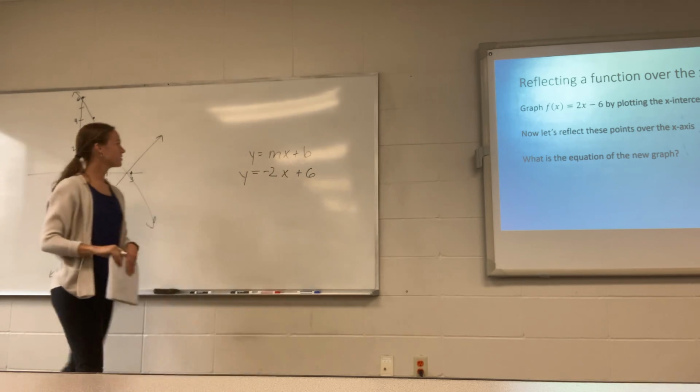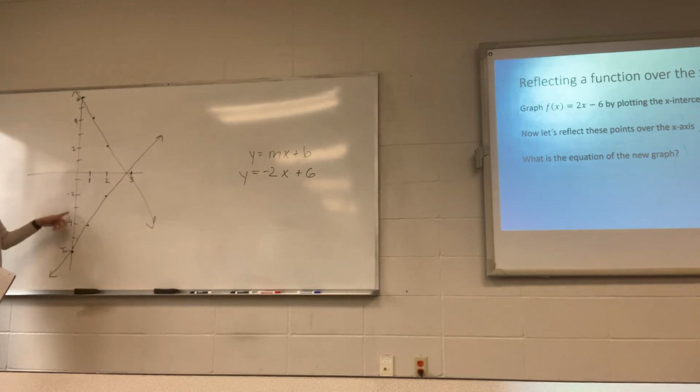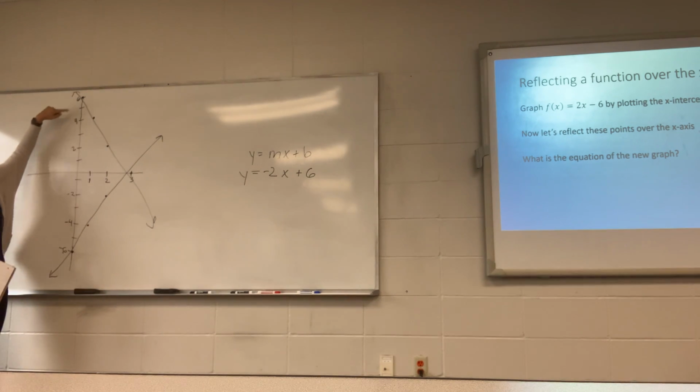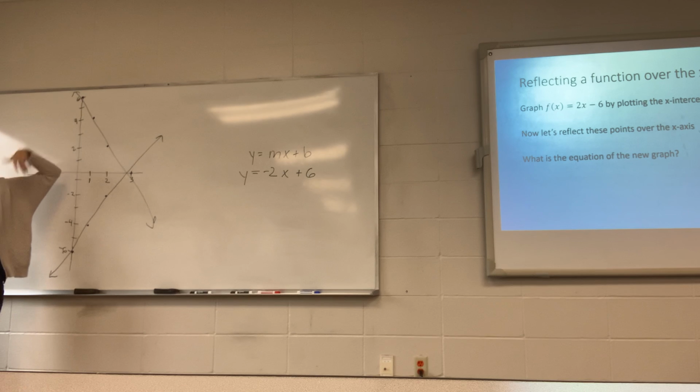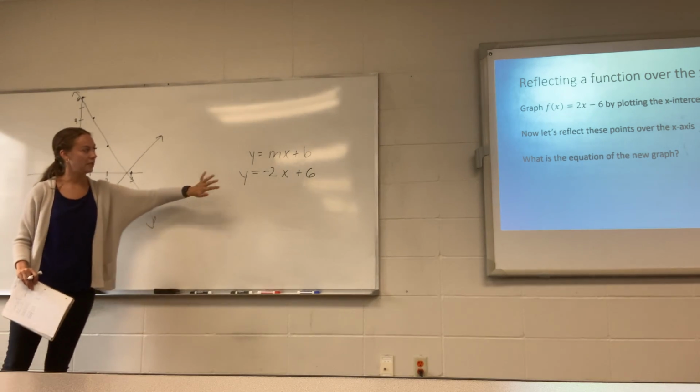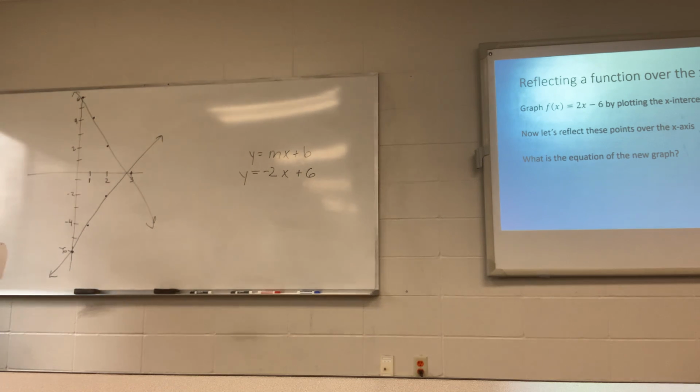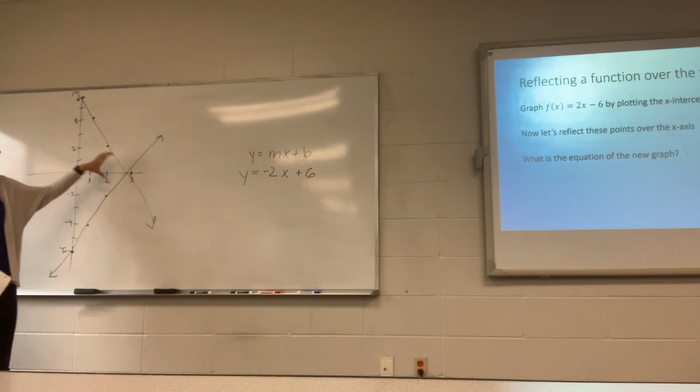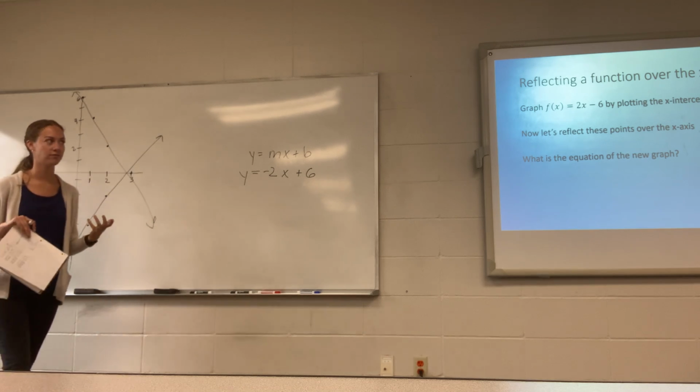Because instead of going up 2 over 1, I'm going down 2 over 1. So it's a negative 2 slope. I'm going down, I'm decreasing. So my new equation would be negative 2x plus 6. Okay? So being able to reflect something and then writing a new equation for that graph.